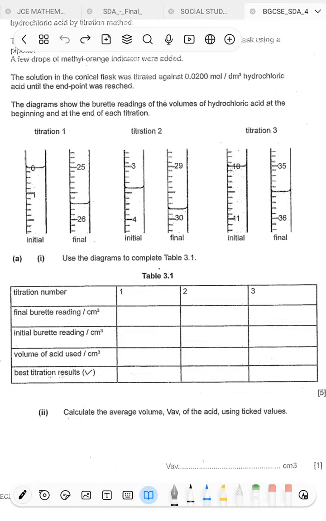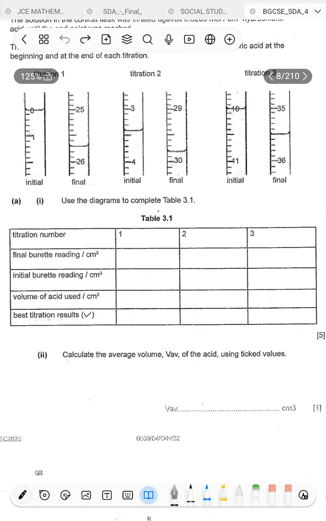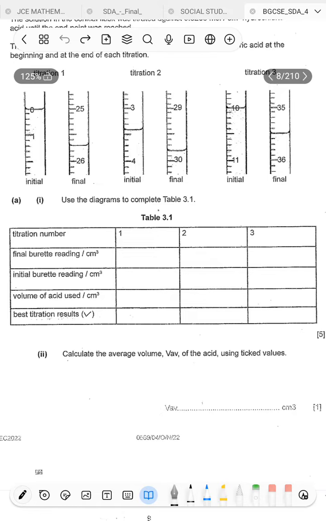Roman figure 1 says, use the diagrams to complete table 3.1. So we have table 3.1 there, and we are to complete it. Let's just start here.